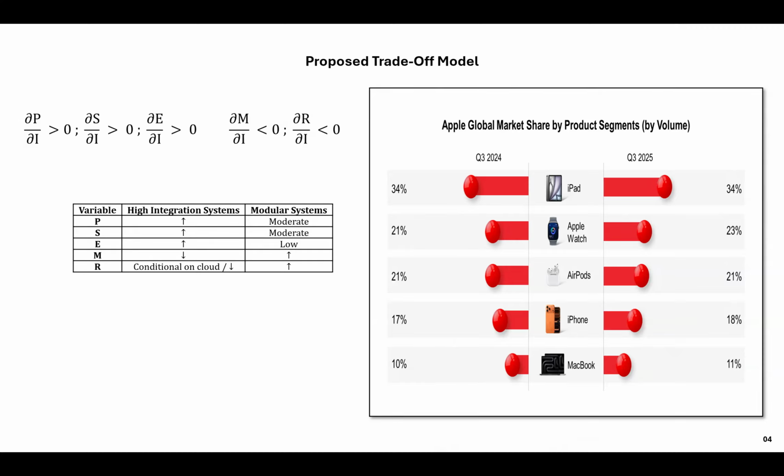So like I've already mentioned, the performance is very high. The system integration is also very powerful.